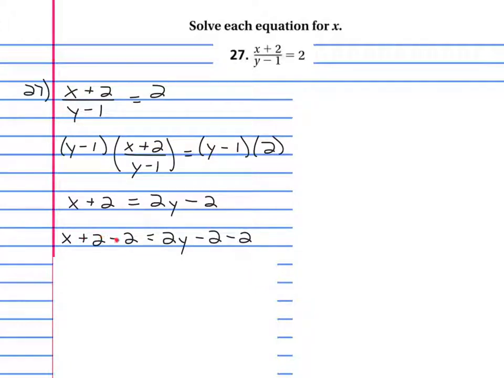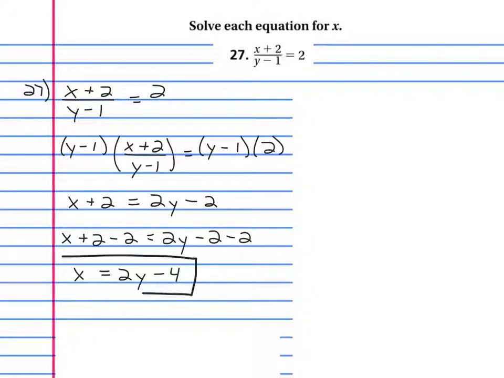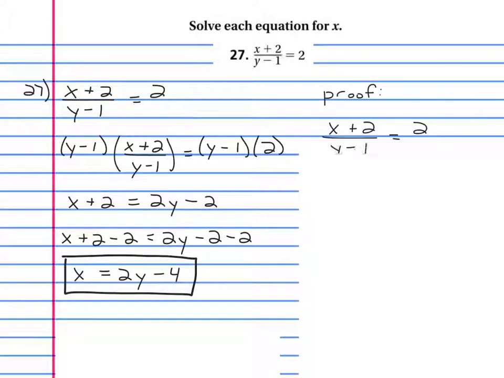Okay, we got to combine like terms. These cancel, and these combine to negative 4. So what we get is x equals 2y. That is actually our answer because they asked us to solve for x. So I'm going to box it, and I'm going to do a proof on it because then you know that it worked.